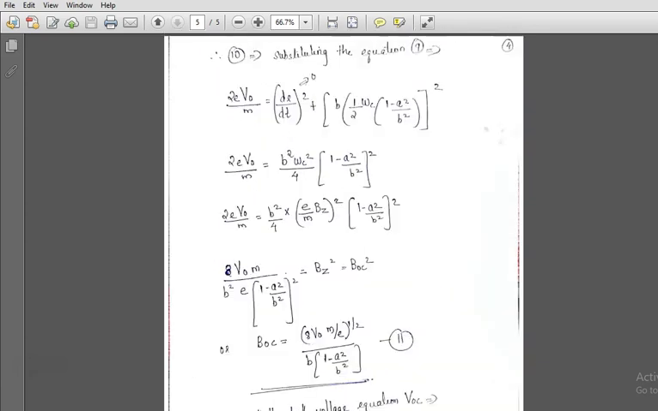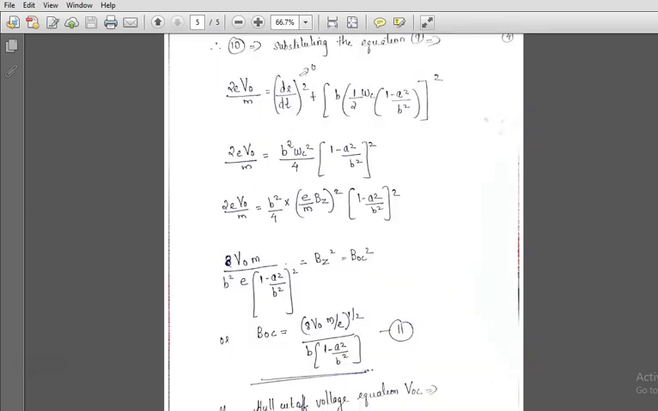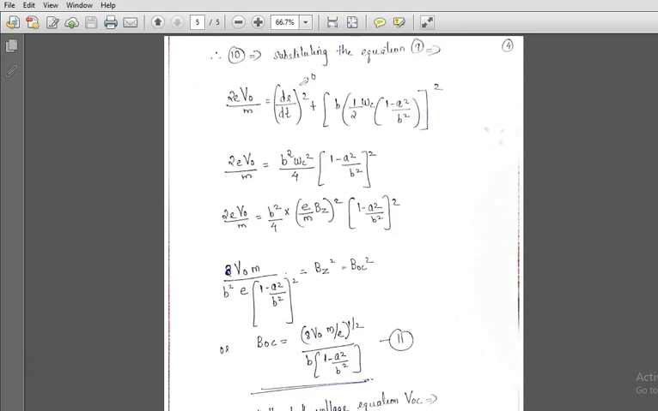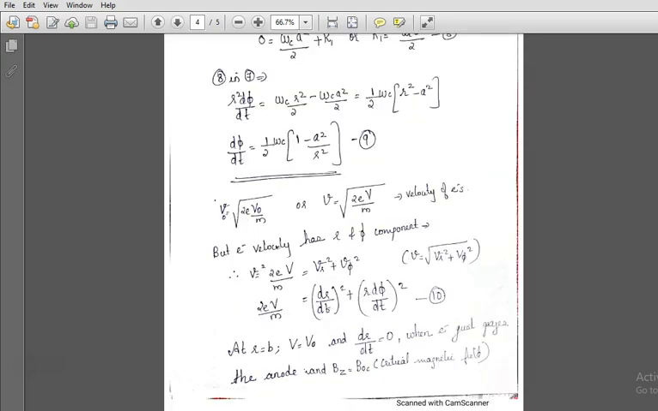Now we are going to take the condition at r is equal to b, because finally we have to derive the critical magnetic field. What is critical magnetic field? The electron is just touching the anode. So at that point, what is the radius? Radius is equal to b. What will be the voltage, which we have already seen earlier? The voltage at the cathode is 0, and at the anode it is the whole voltage V0 itself. So at radius b, the voltage is V0 itself.